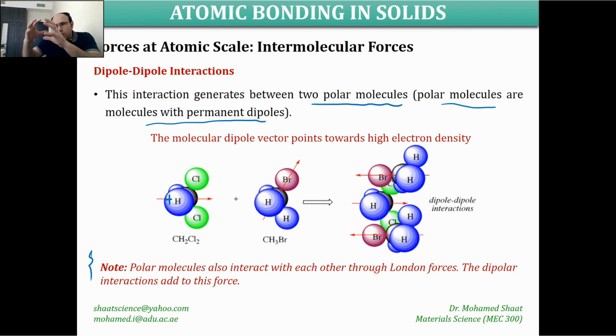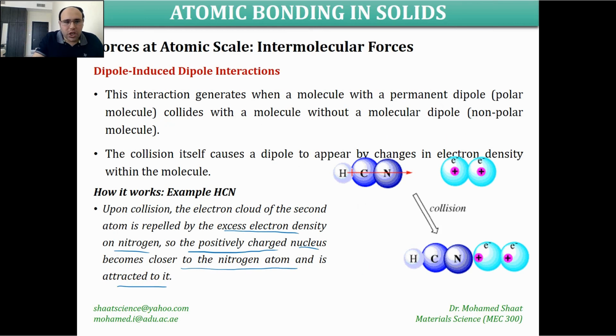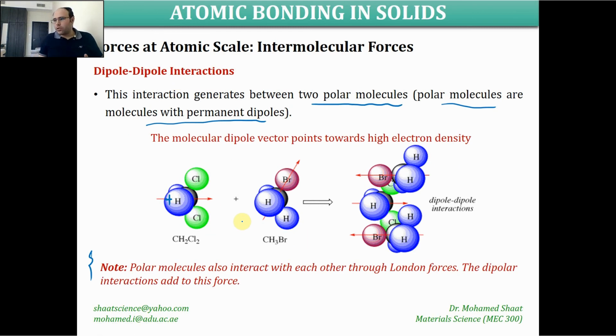When this temporary or instantaneous dipole is generated, if for some reason it interacts with the permanent dipole of the other polar molecule, this will give dipole-induced dipole interaction. Dipole here, the first word, indicates a permanent dipole that interacts with an induced dipole. So this would happen also here.